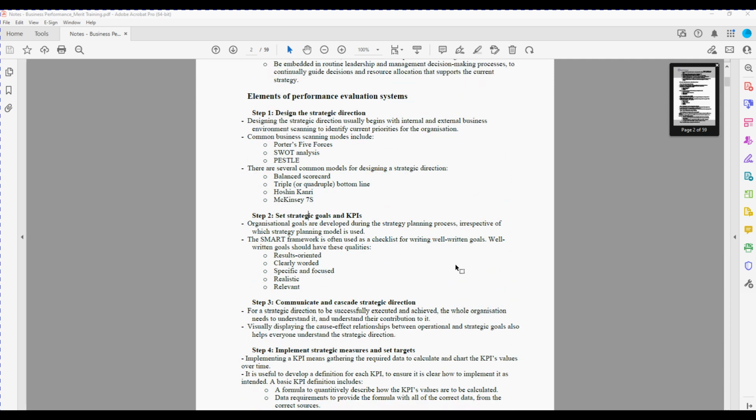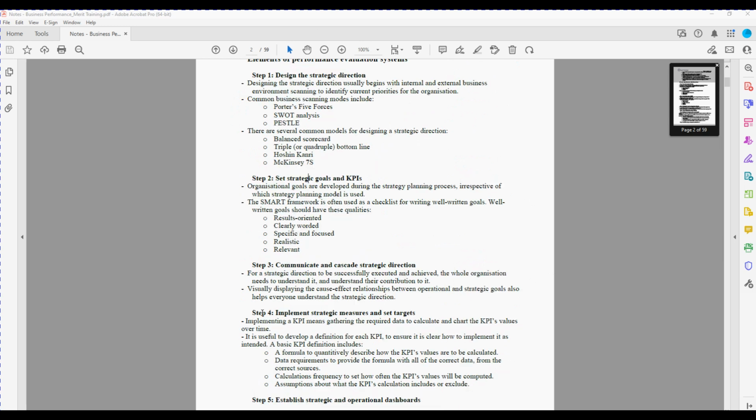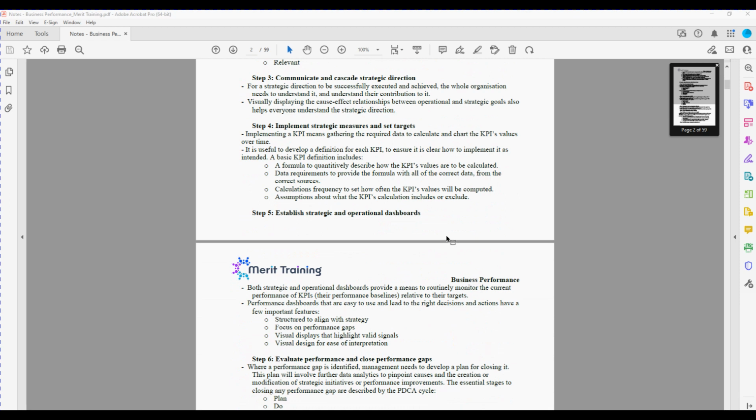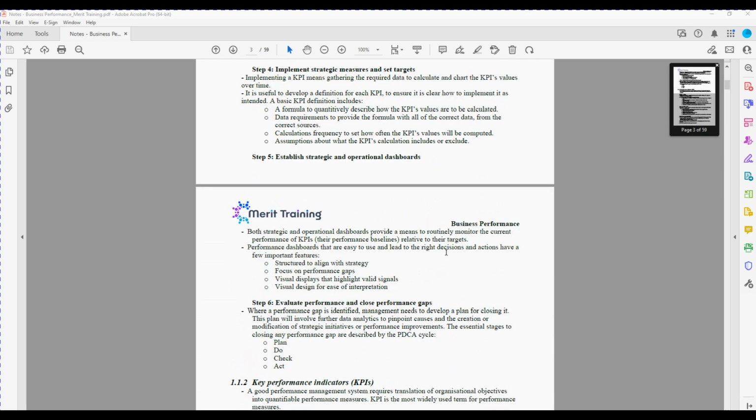Okay, so when we're designing our performance evaluation system, there's a few steps or elements of this performance system. So number 1, I'll revisit these. So number 1 is design. Number 2 is setting the strategic goals and KPIs. Number 3 is communicating and cascading the strategic direction. Number 4 is implementing strategic measures and set targets. Number 5 is establishing strategic and operational dashboards. And finally, number 6 is evaluating performance and closing any performance gaps.